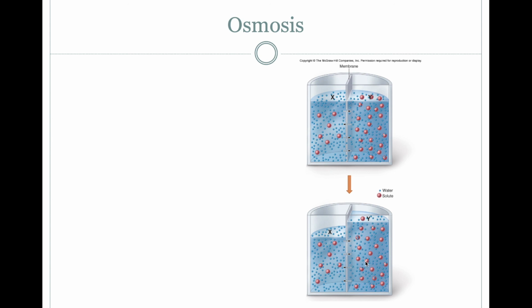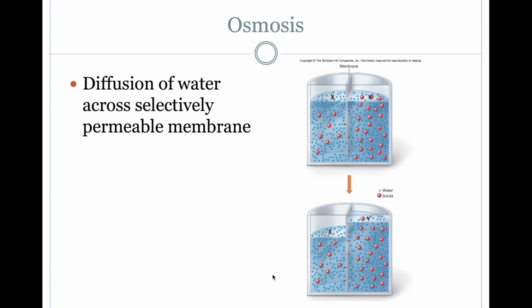The red guys are still the same, but the space between them is greater here. And the space between these guys got smaller, which makes the concentration higher, so that the density became higher, the concentration became higher of the solute on this side. So again, water will passively diffuse. Diffusion of water across the selectively permeable membrane is called osmosis. It's a form of passive transport, and it does follow a particular pattern.